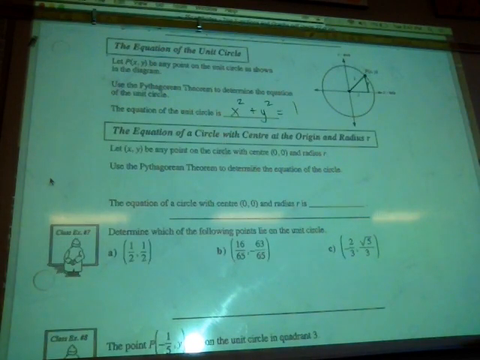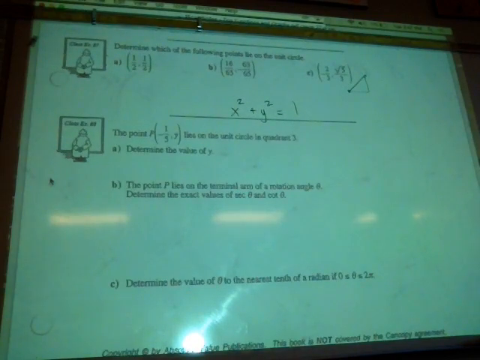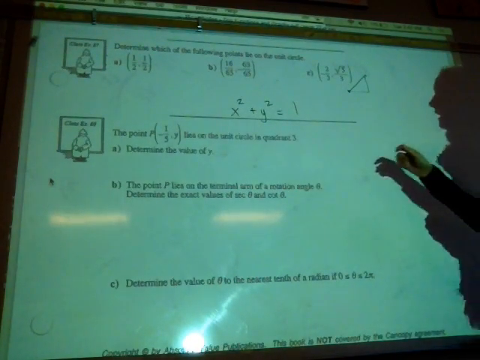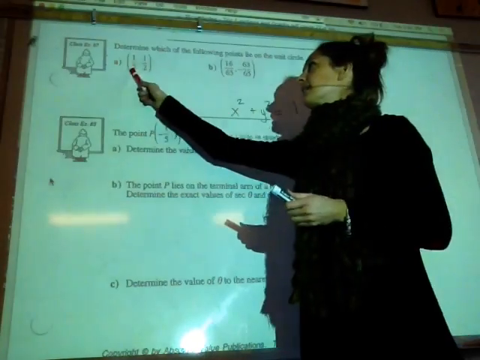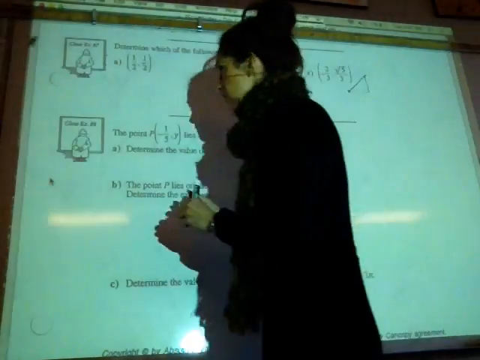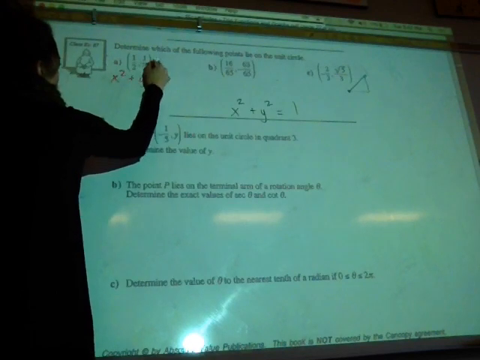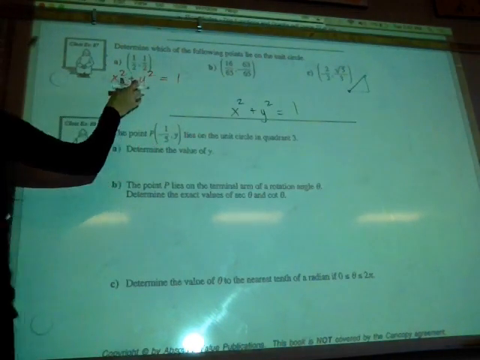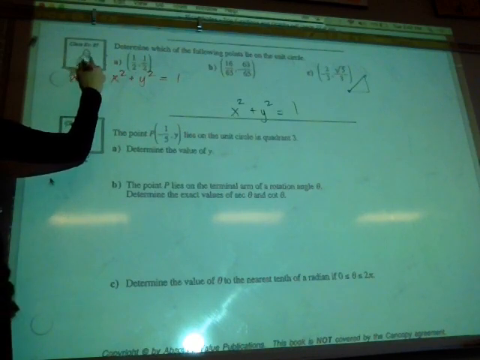Alright, so now that we know the equation of the unit circle, we're just going to use that equation to test if certain points lie on that circle. So given a point x and y, we're just going to sub that into the unit circle equation. So let's test. Sub into x squared plus y squared. We're going to see if left-hand side equals right-hand side. So we need to prove that.